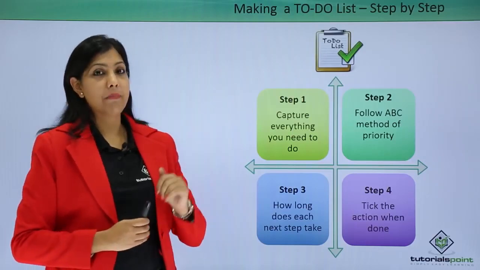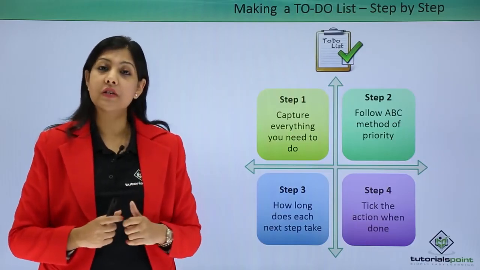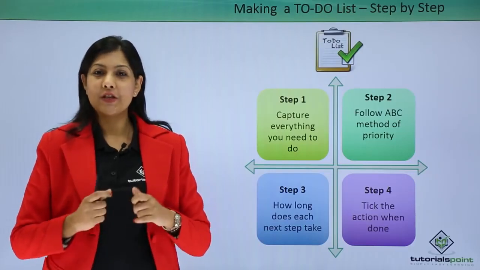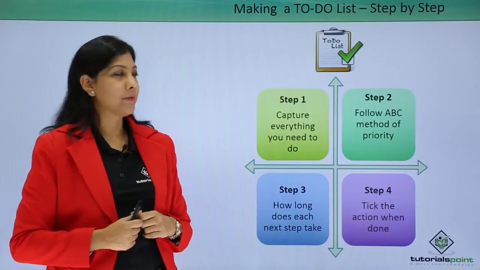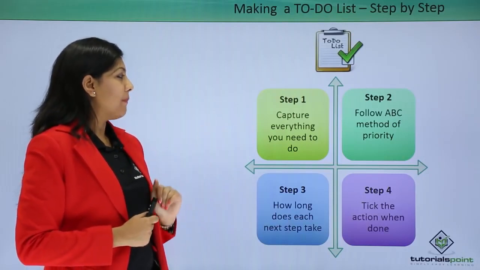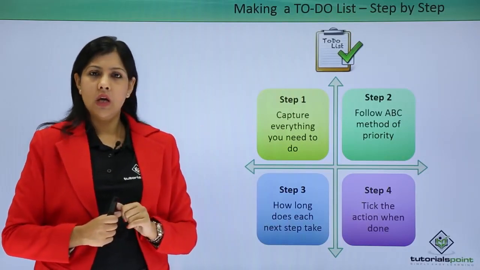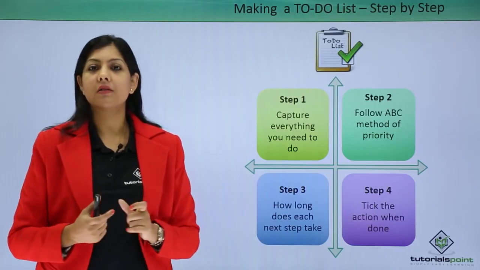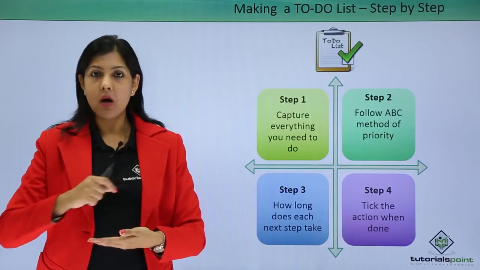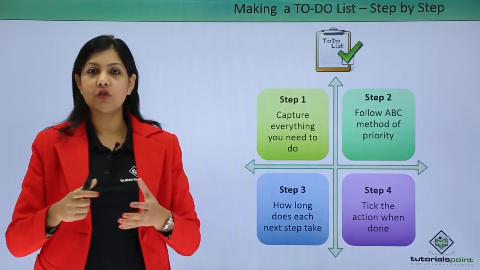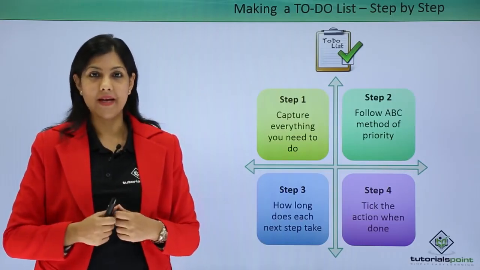There is a step-by-step approach, and I would really want you to follow this whenever you are making a to-do list. So let's understand what these 4 steps are which will help us make a to-do list. Step 1, capture everything you need to do. However small or big the task is, doesn't matter. You capture everything on a piece of paper, writing down everything that needs to be done. Small or big, doesn't matter.